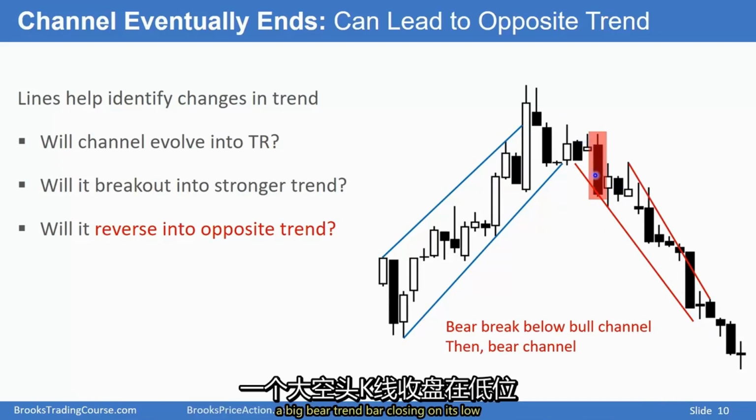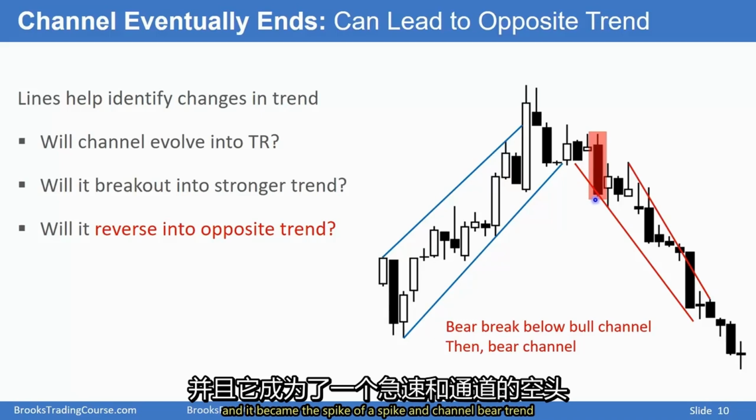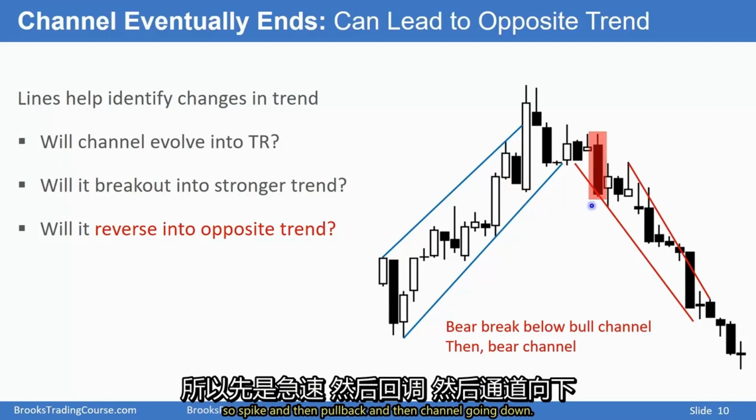We have a give up bar here, a big bear trend bar closing on its low, and it became the spike of a spike and channel bear trend. So spike, and then pull back, and then channel going down.